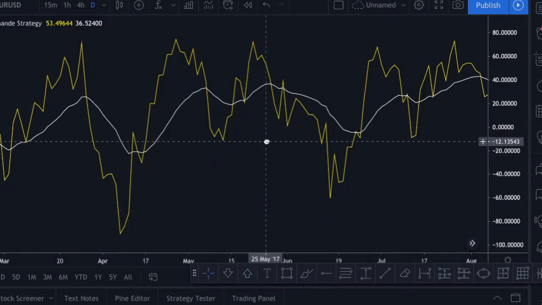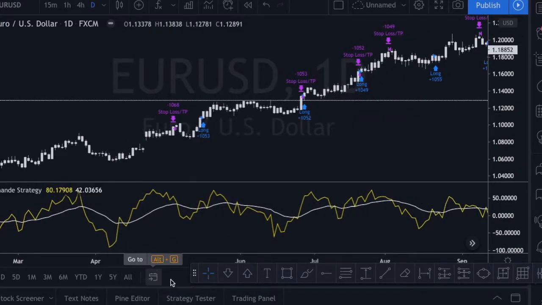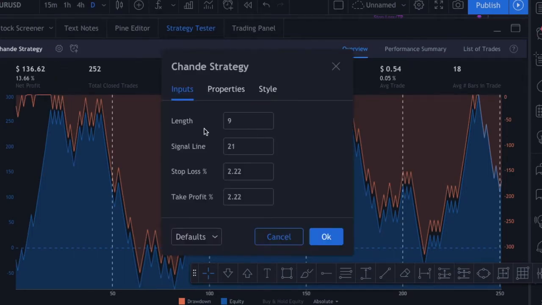Okay, so let me get rid of that and let's take a look at what would have happened with the default settings. So here's the default settings, right? We would be up 13.66%. The default length is set at 9. Our signal line, which is that moving average, is set at 21. And our stop loss and take profit are half of the ATR for the entire testing period. So that's set at 2.22%.